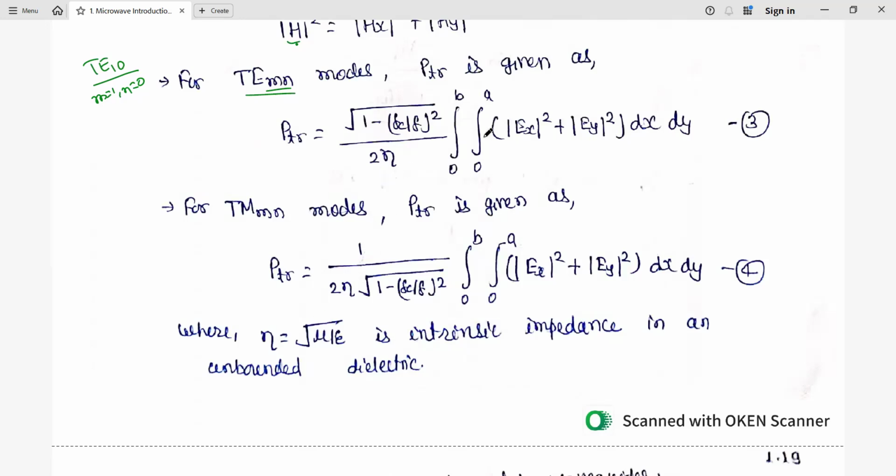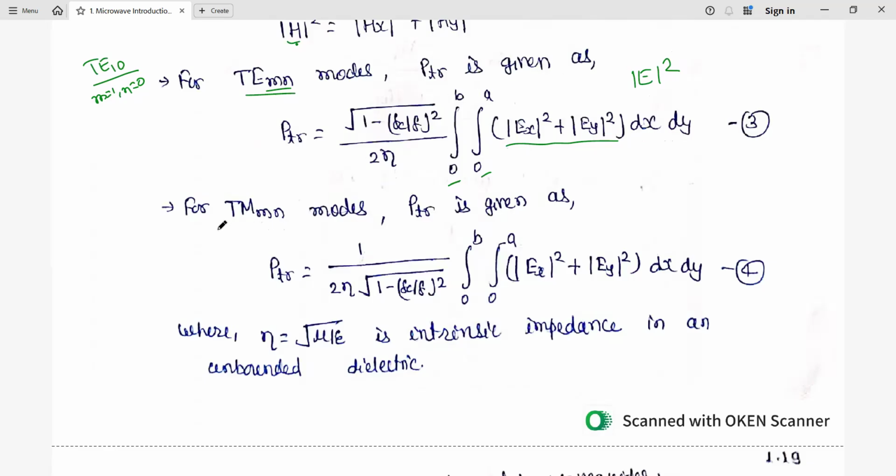Divided by 2 eta. Now we have the modulus of E square, which we write in terms of Ex and Ey. The length of one side of the rectangular waveguide goes from 0 to A along the x-axis, and the other side from 0 to B along the y-axis. It is integrated with respect to dx and dy.